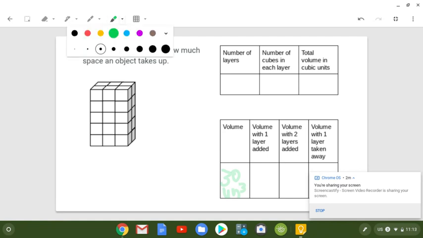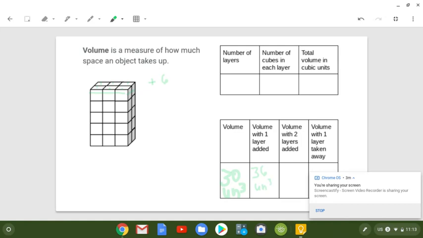Okay, now it's asking us, what would the volume be with 1 layer added? Well, the volume here is 30, okay? Now, if we added 1 more layer to this actual rectangular prism, well, how many cubes are in a layer? 1, 2, 3, 4, 5, 6. You would add 6 to the volume. So here, if we had the same rectangular prism and we added another layer, we would have 36 units cubed.